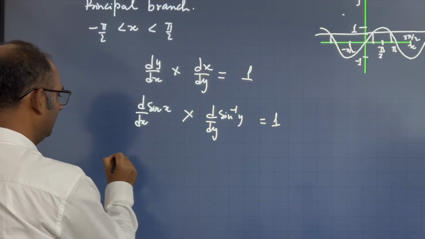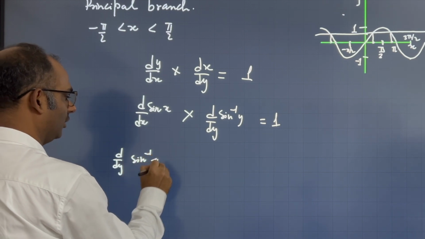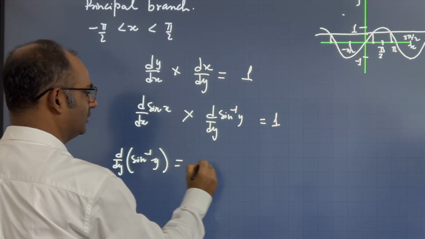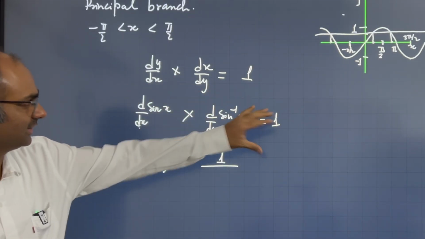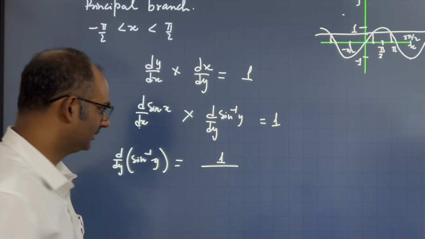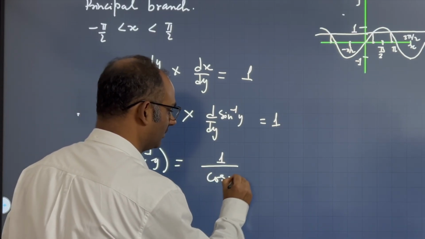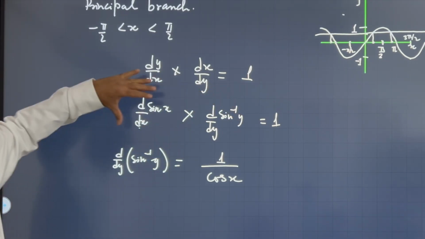d over dy of sine inverse of y is equal to 1 over, so I am taking this to the other side, that's the derivative of sine x. What's the derivative of sine x? Cos x. Agreed? Right? This thing is here, that's 1 over this, okay?